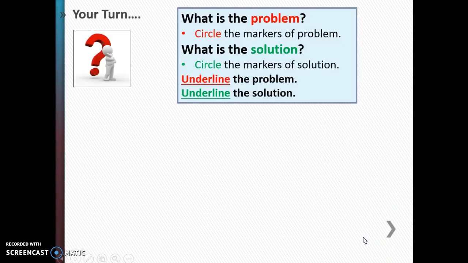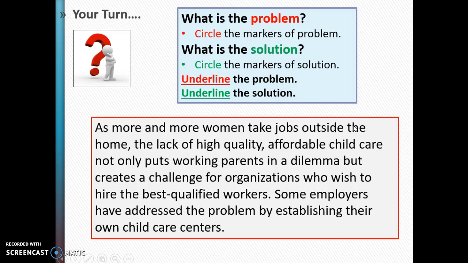So what do you do when you see a text? Well, you might want to, when you read it, circle the markers of problem. Look for the solution. Circle them. Underline the problem. Underline the solution. So here we have a text, and we have to read it and look for those markers that show a problem and those markers that show the solution.